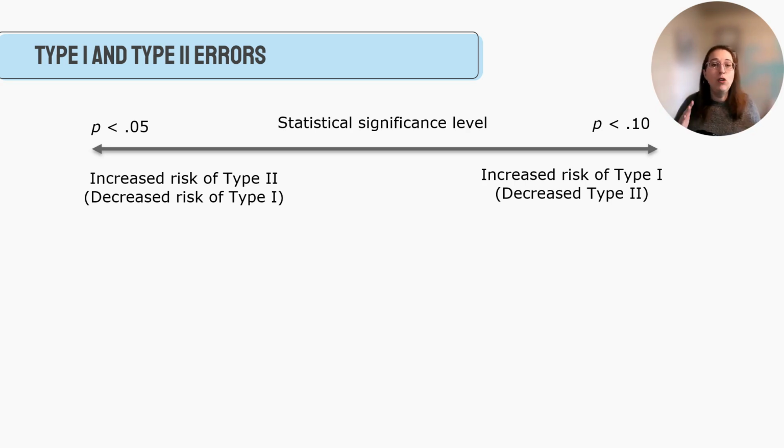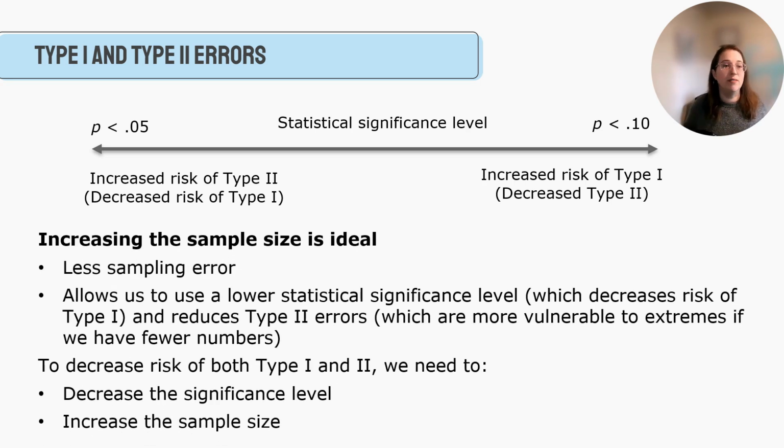And so you can see when you go up and down on the statistical significance level, that's a challenge. We have to figure out how to fix that, because either way we go, we're going to increase one type or decrease the other. Now, the way to decrease the risk of type 1 errors and type 2 errors is to increase our sample size.